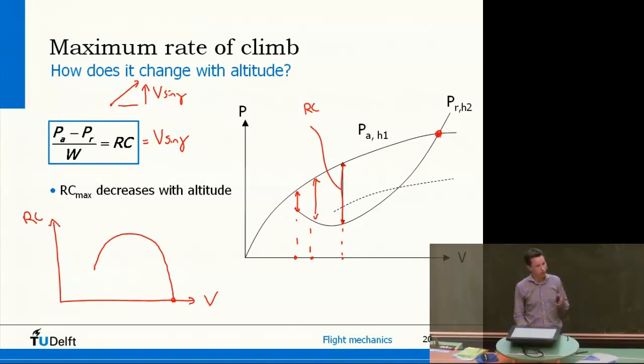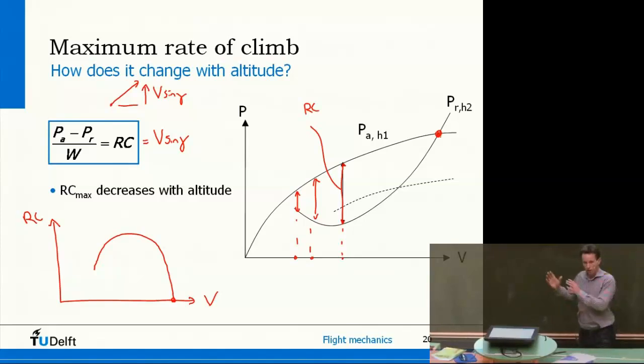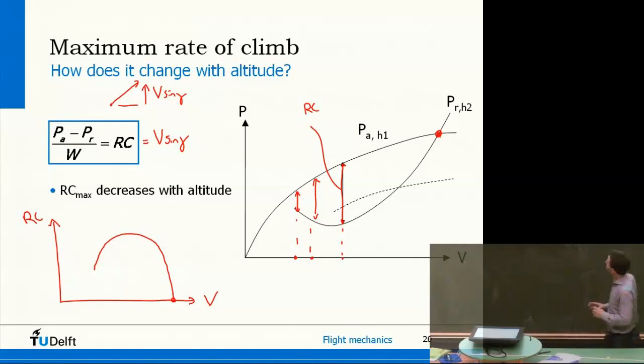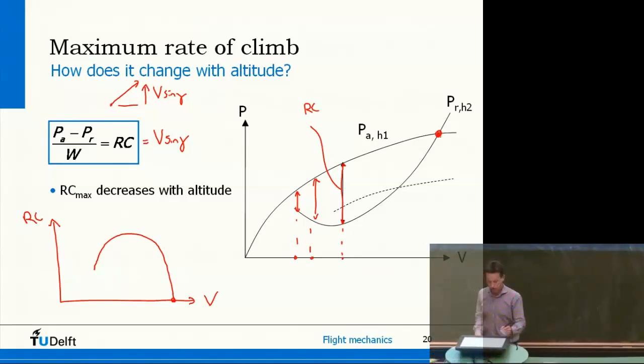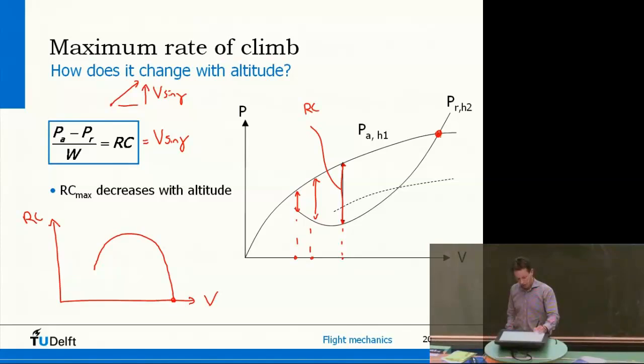But once these curves change, if you go higher in the atmosphere, then power available goes down, less power from the engine, and the power required curve shifts upwards and to the right. And you can see straight away that these two curves come together, so the distance between the curves becomes less. So this means that this rate of climb I've drawn here goes down. So if the altitude goes up, then the achievable rate of climb goes down.